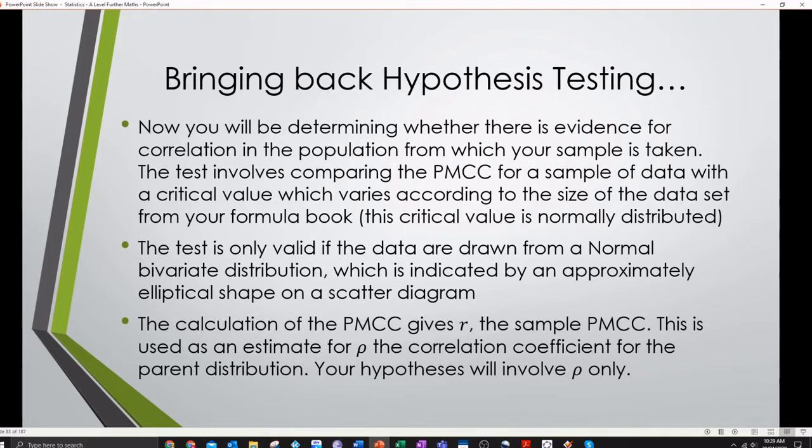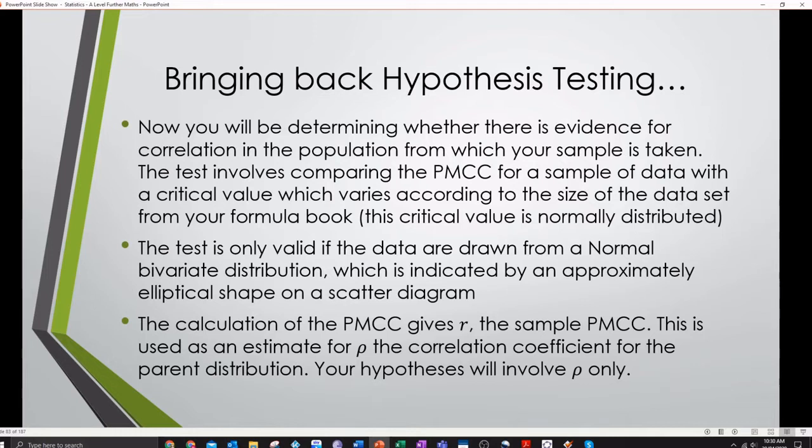A quick point is that the test is only valid if the data is drawn from a normal bivariate distribution. Now, you don't know what a normal distribution is yet, but you should have some idea. It's one which looks like a bell curve. It's how grades are sorted out, and how height is distributed, how weight is distributed. Bivariate just means two variables.